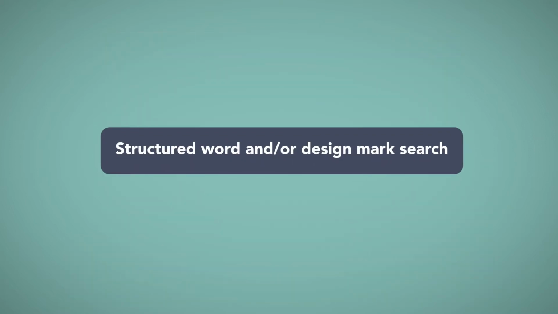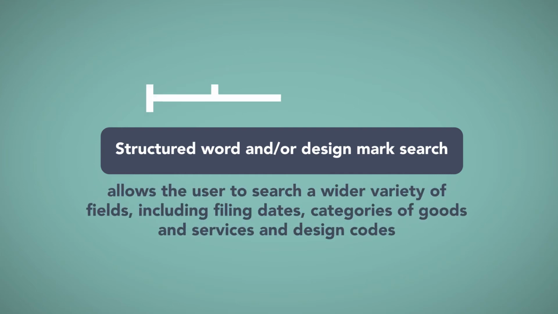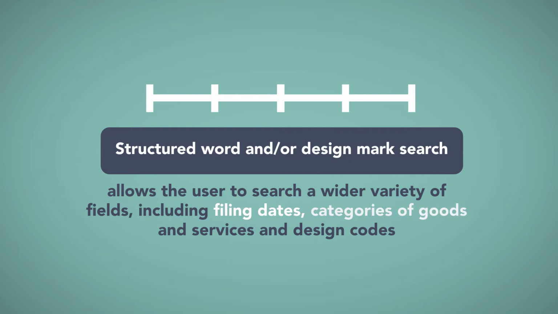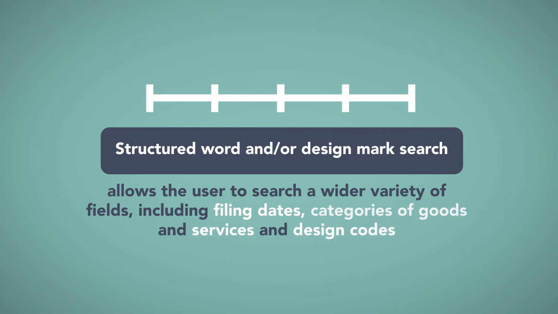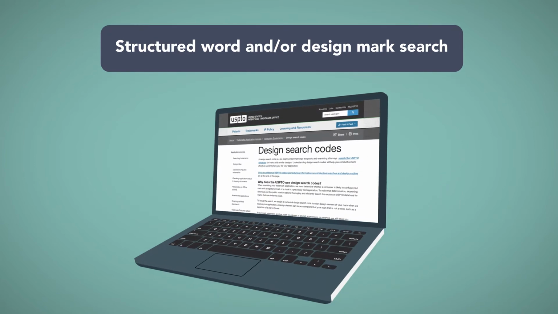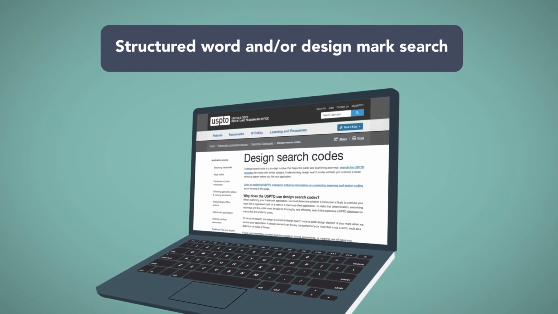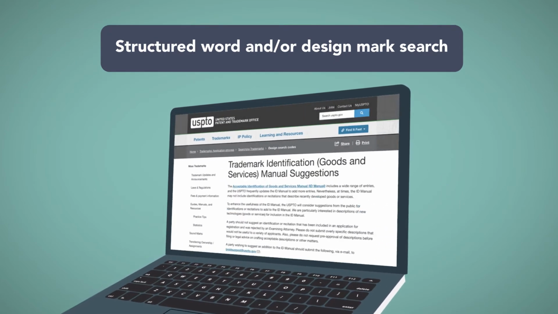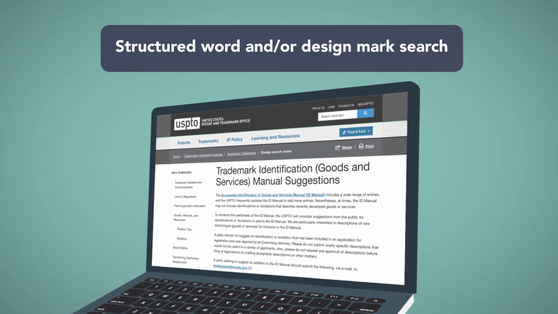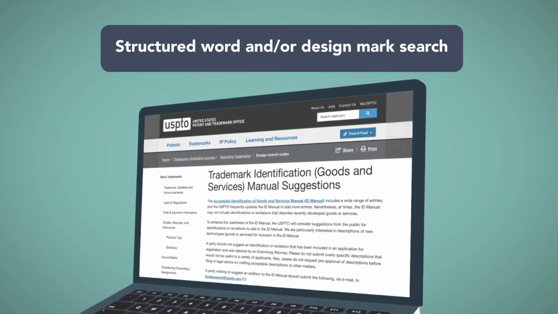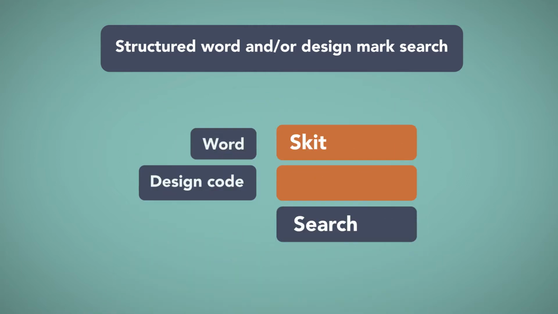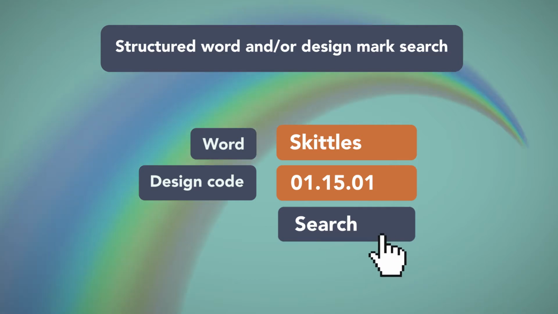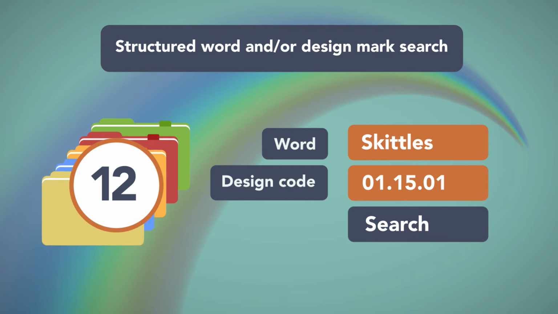A structured word and/or design mark search allows the user to search a wider variety of fields, including filing dates, categories of goods and services, and design codes. The separate online design code search manual can assist in determining the appropriate design code to search, and the online trademark ID manual can assist in finding various categories of goods and services. For example, a search for the mark Skittles and the design code 01.15.01 for rainbows currently reveals 12 live and dead applications.